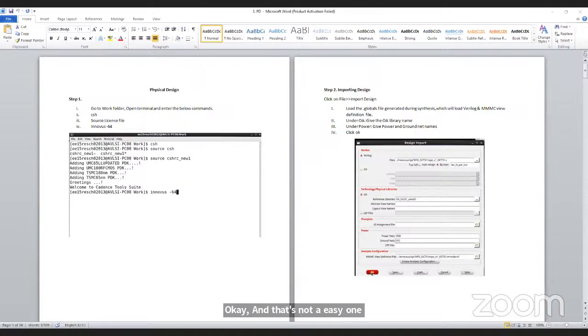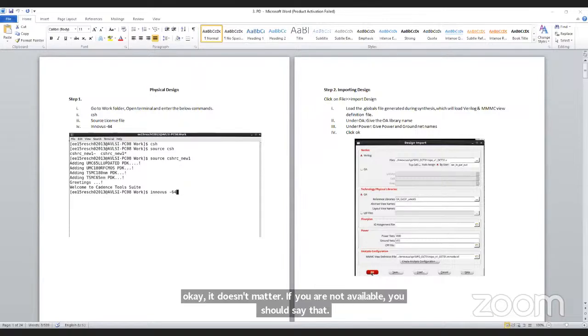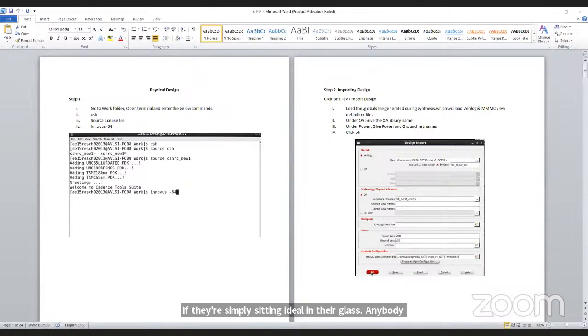Jaydeep, yesterday or the day before yesterday, I told you that I am having a severe throat infection. Still, I am struggling to take the classes. Okay, I'll try to raise my voice. Okay, Jaydeep, thank you. It's okay, it doesn't matter. If you are not audible, you should say that. If you are simply sitting idle in the class, whether you are following or not, I should understand that. Rajareddy, are you able to hear me now?